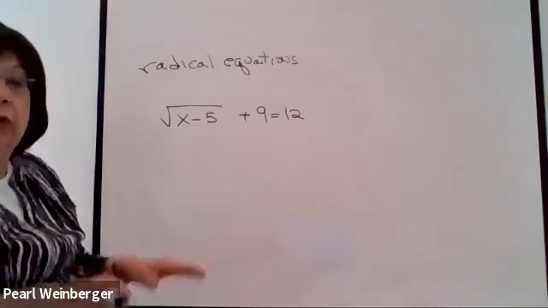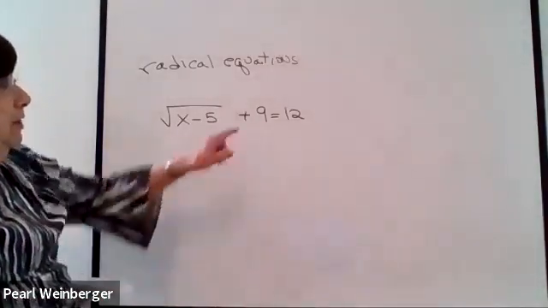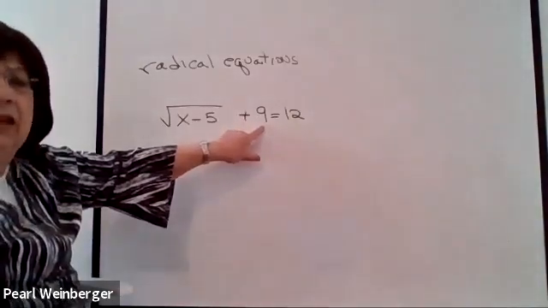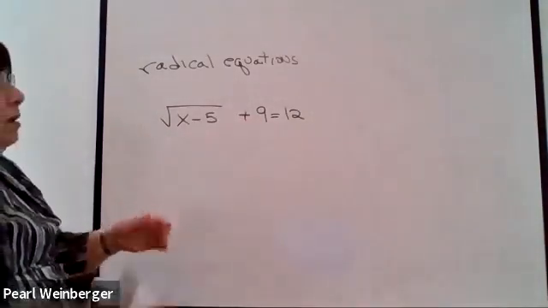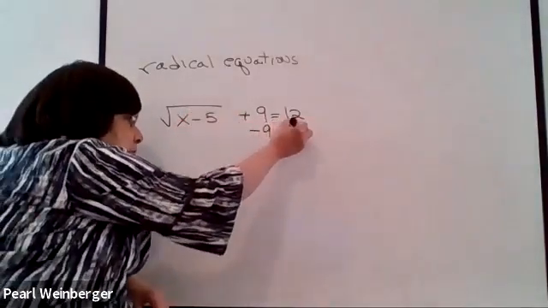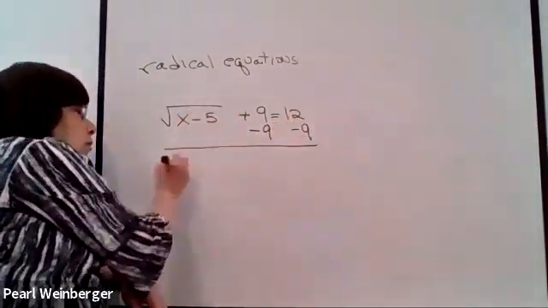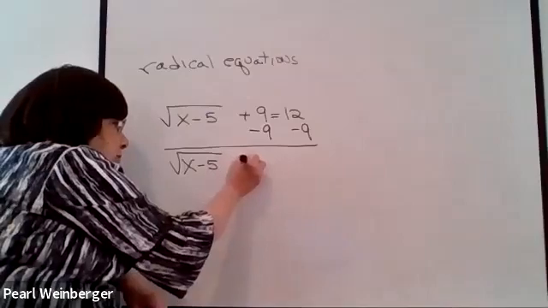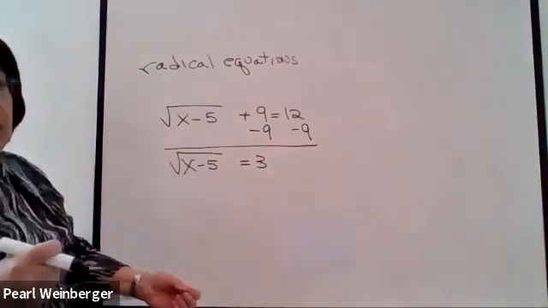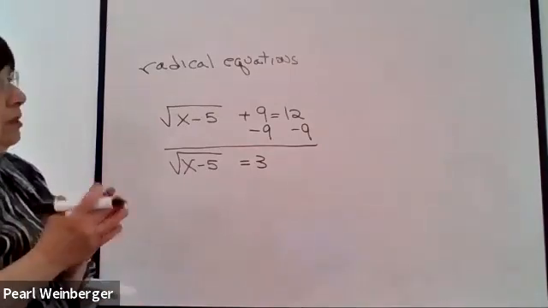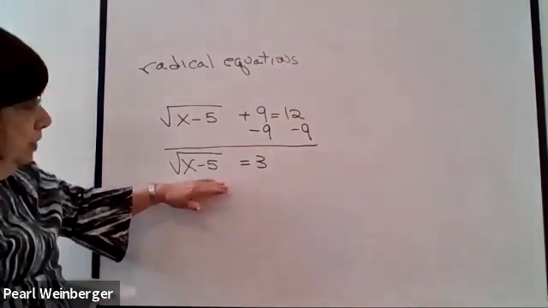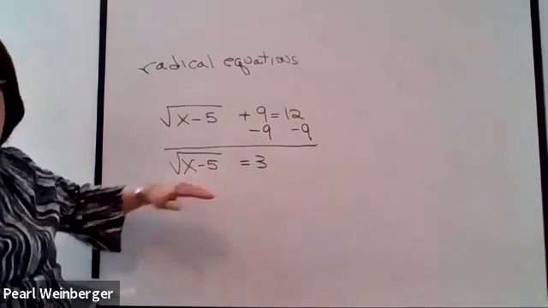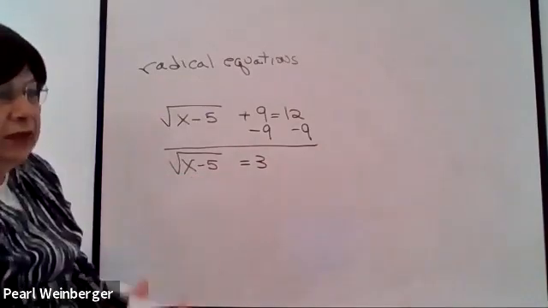Okay, before I try to get rid of the radical, I want to get the radical all by itself. I want to do what we call isolate the radical. There's this 9 that's outside here. How can we get rid of it? Subtract 9 from both sides, so that you end up with the radical x minus 5 equals 3. So your first step in a radical equation is to make sure that on the one side with the radical, that's all you have. You don't have anything that's outside that radical.